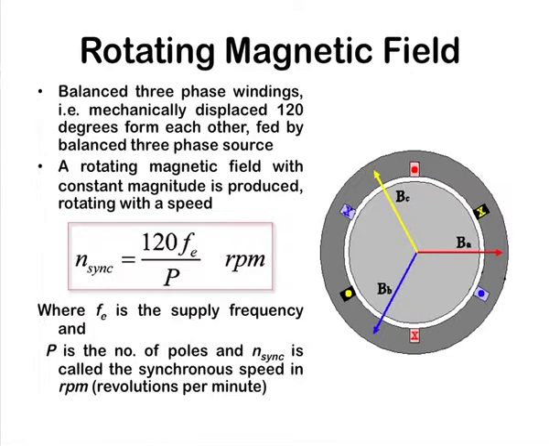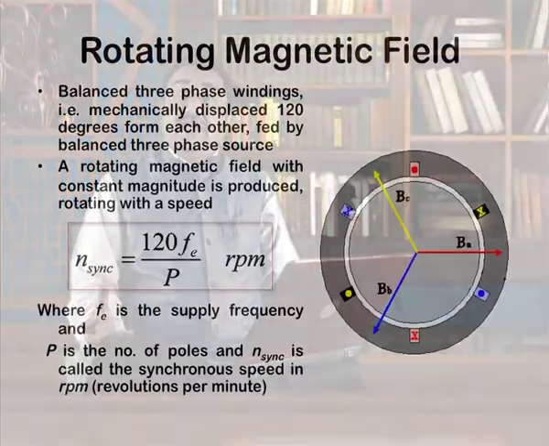Now, let us talk about another phenomenon called the rotating magnetic field. This is the principle of operation of the induction machine. How is a rotating magnetic field produced? In a DC machine, we have seen that the field is stationary in nature, while in this case the field is rotating in nature, and this rotating field helps in the operation of the induction motor.